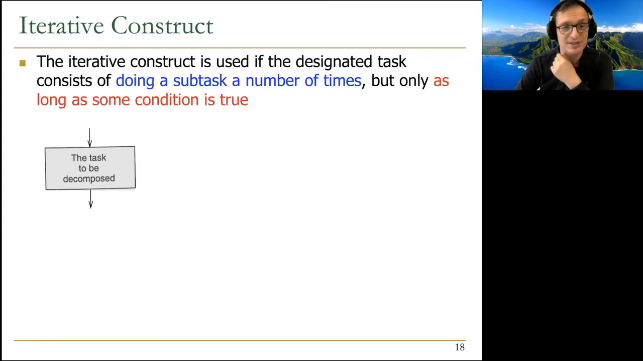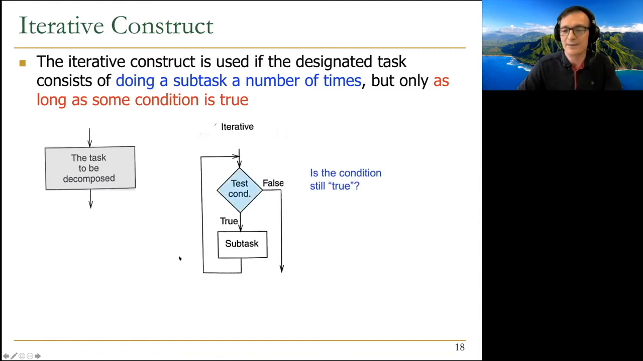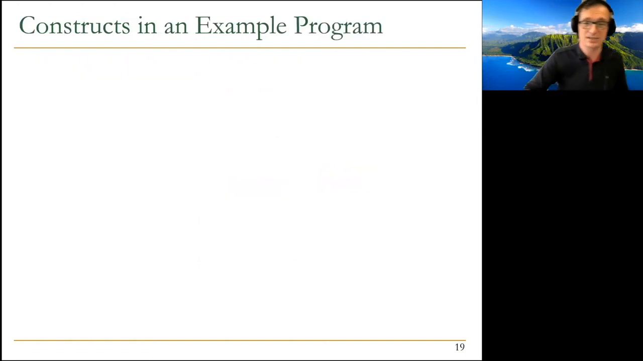So iterative construct is used if the task consists of doing a subtask a number of times, but only as long as some condition is true. So this is used to implement loops, as you can imagine. First, you basically test a condition. If it's false, you don't do it. If the condition is true, then you do the task. It could be the other way around also. You could actually test the exit condition also. And if the condition is true, you could exit the loop as well, right? So basically, it's a looping construct, let's say. And if the condition is still true, you keep doing the subtask. For loop, while loop, do while loop are examples of loops.